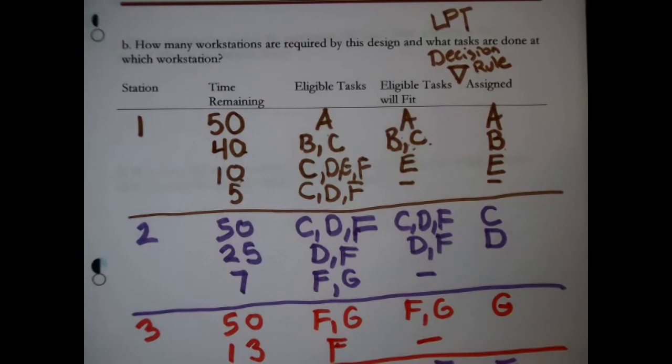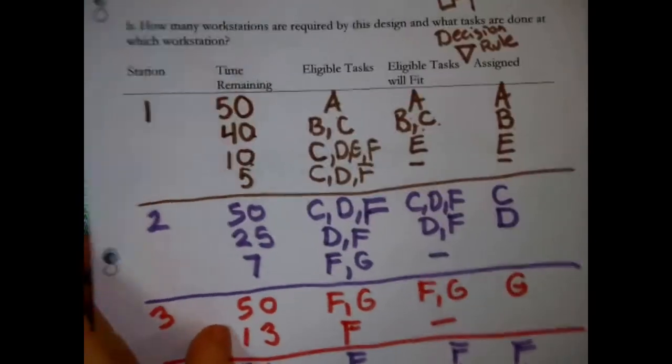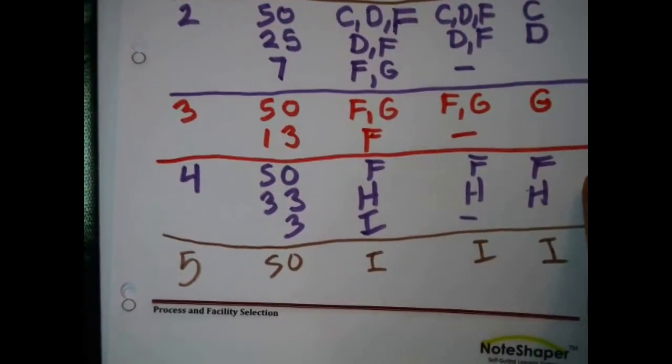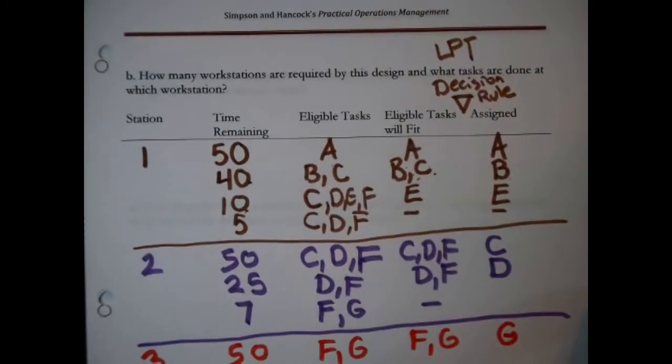It says, okay, how many workstations are there in the design? Well, you can see that by the time we were finished, there's 5. Okay, so this assembly line has 5 workstations. What else does it ask?